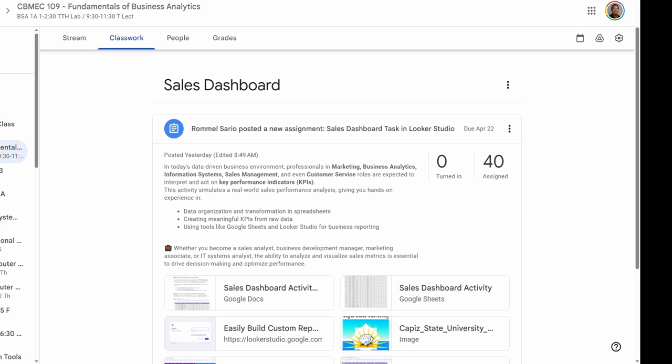Good morning, everyone. Today we are diving into a hands-on activity that brings us closer to real-world business analysis: creating a sales dashboard using data from Google Spreadsheet and visualizing it through Looker Studio. But why is it very important?